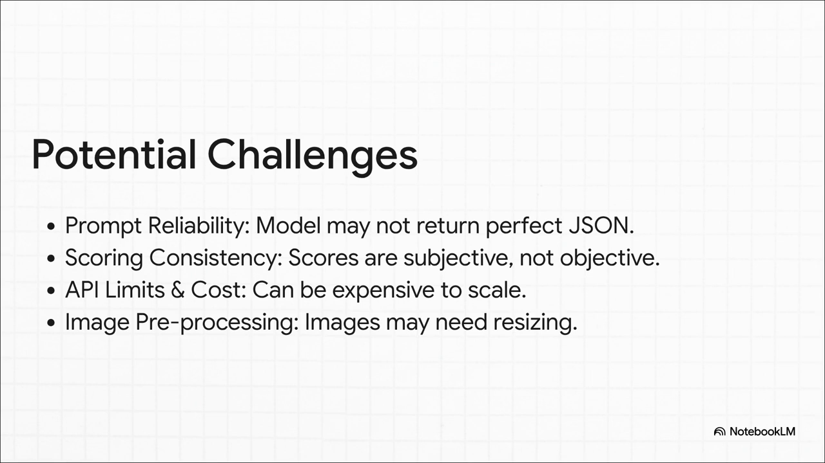Second, remember these scores are qualitative. They're consistent, but they're not objective truth. Third, API calls cost money, and that can add up fast at scale, so you've got to manage costs. And finally, you might need to resize really large images before you send them off.